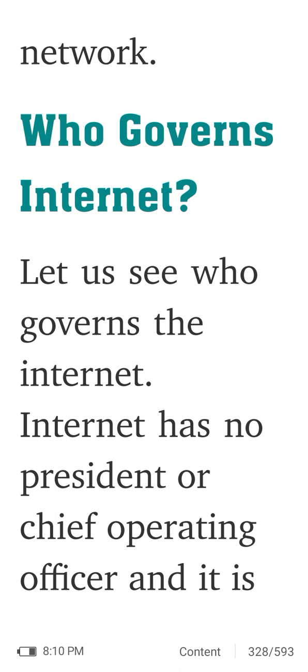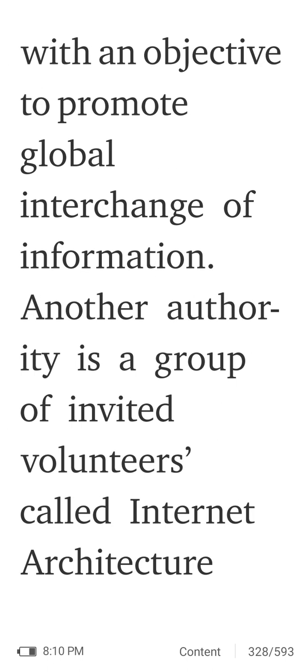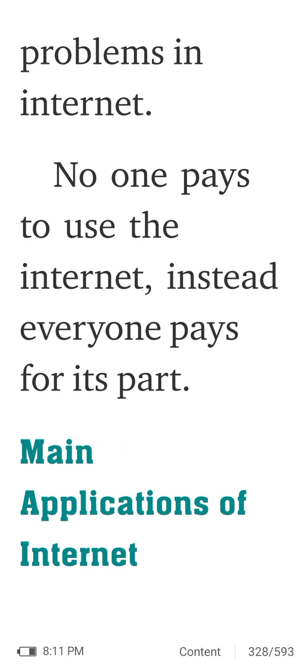Who governs the internet? Let us see. The internet has no president or chief operating officer and it is governed by a number of authorities. The ultimate authority of the internet rests with the Internet Society, ISOC, a voluntary membership organization with an objective to promote global interchange of information. Another authority is a group of invested volunteers called the Internet Architecture Board, IAB. The IAB sets standards and provides internet addresses, and the Internet Engineering Task Force, IETF, discusses the technical and operational problems in the internet. No one pays to use the internet; instead, everyone pays for their own part.